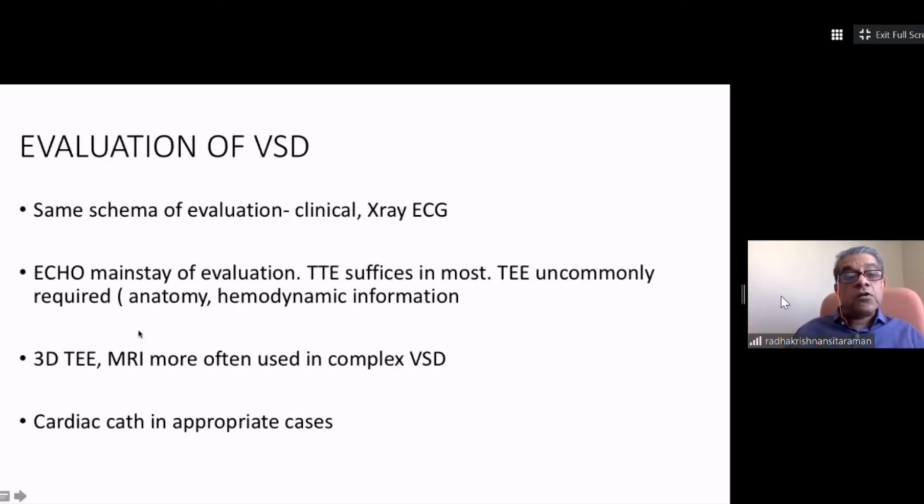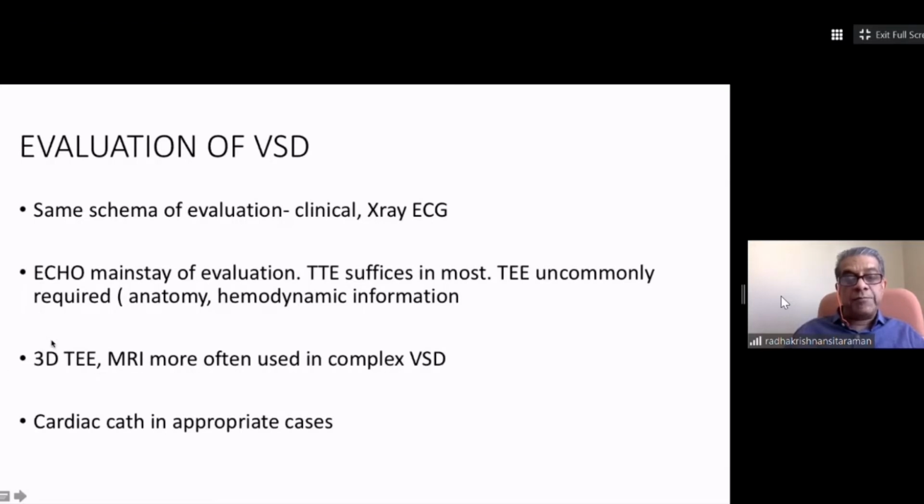And with this echo, we are able to define the anatomy, we get the hemodynamic information, and when we have to intervene, we also get other information like margins, the size, whether it is suitable for a device closure, or whether the patient has to go for a surgical treatment. 3D TE is becoming more and more popular in order to define it in a much better way.